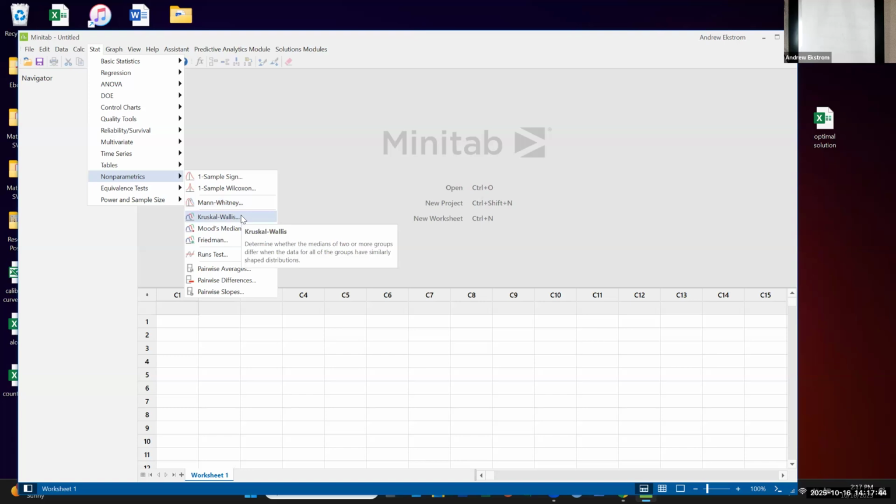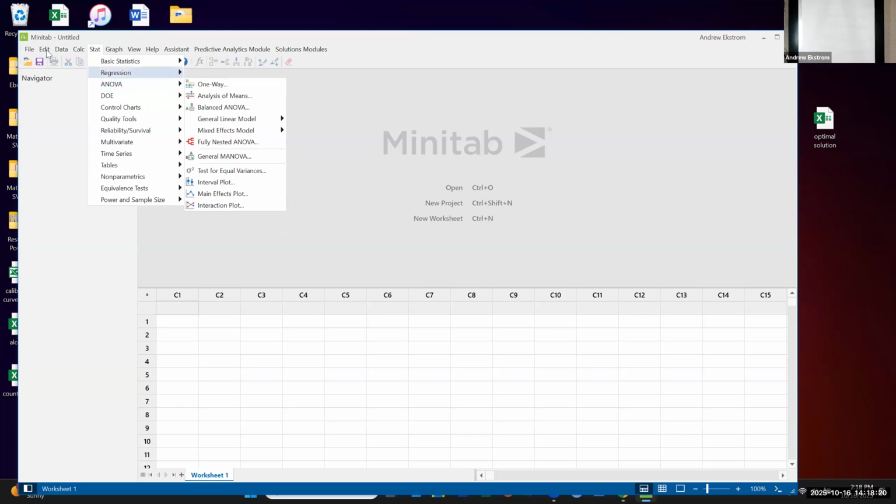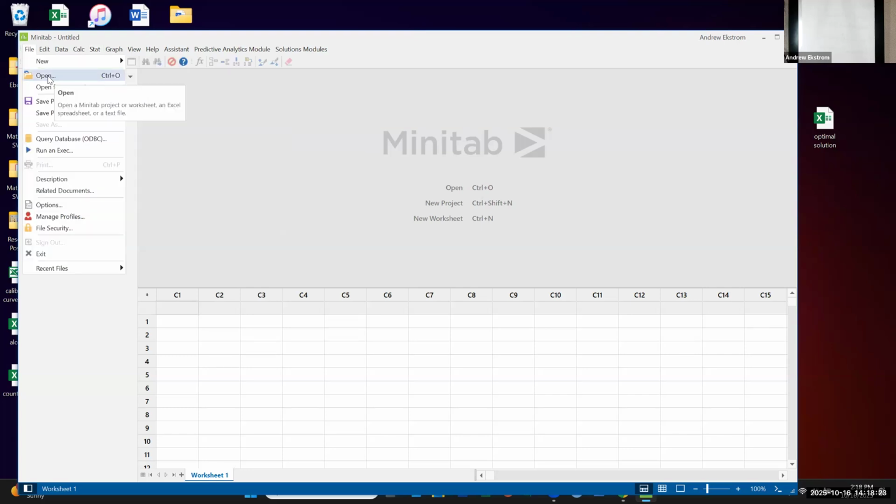Kruskal-Wallis, it says determine whether the medians of two or more groups differ. So this is the non-parametric version of ANOVA. If we have this issue where some of your data are normally distributed, some are not, as long as they're similar-ish in distribution, Kruskal-Wallis will work really well for that. And then we've got a bunch of other stuff on here that we really don't need to worry about too much. For today, though, we're going to do, well, first we have to get the data.